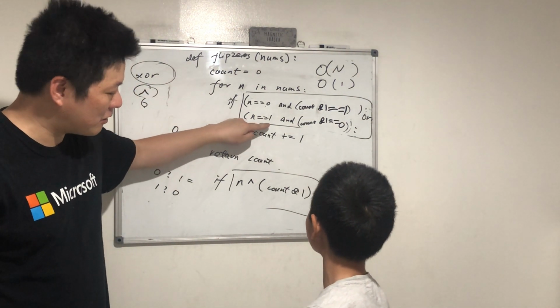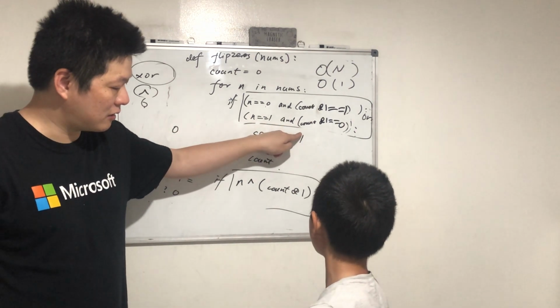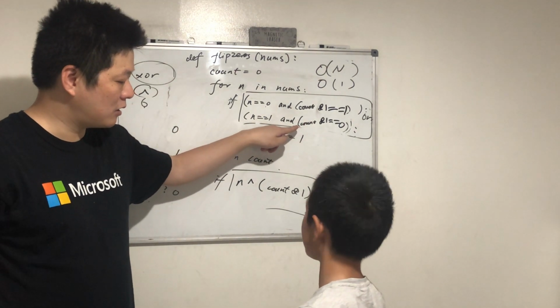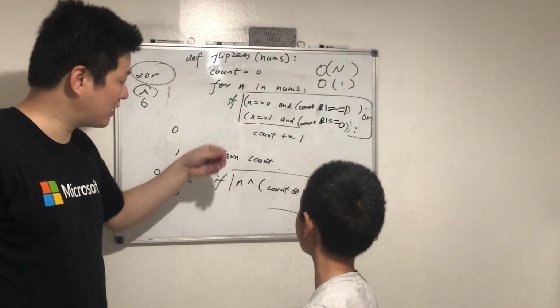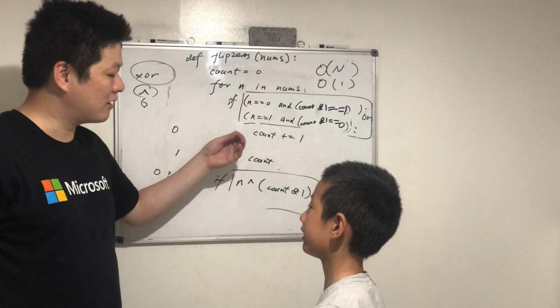And if n equals 1 and count and 1 equals 0, that means if you flip it an even number of times, it will still be 1, and you need to flip it.